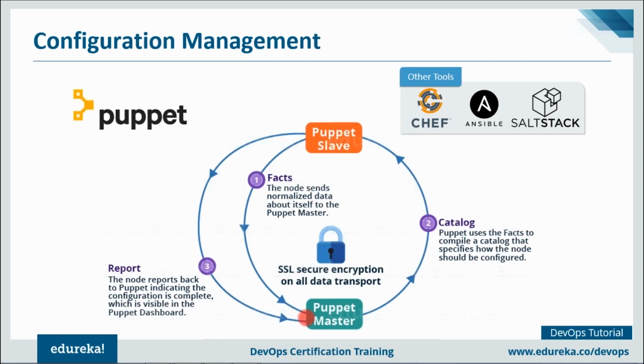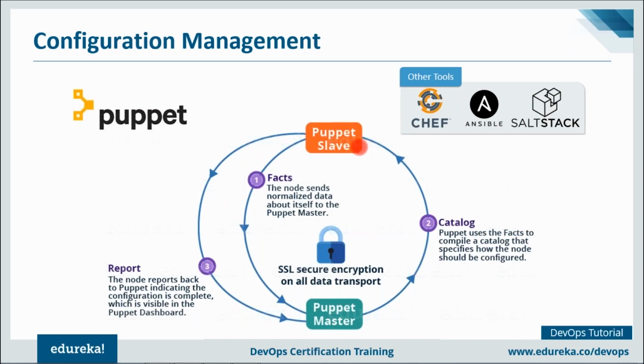Facts, what are facts? Basically, they are key value data pairs. They represent some aspects of slave state, such as its IP address, uptime, operating system, or whether it's a virtual machine, right? So that's what basically facts are. And the Puppet master uses a fact to compile a catalog that defines how the slaves should be configured. Now, what is a catalog? It is a document that describes the desired state for each resource that Puppet master manages on a slave.